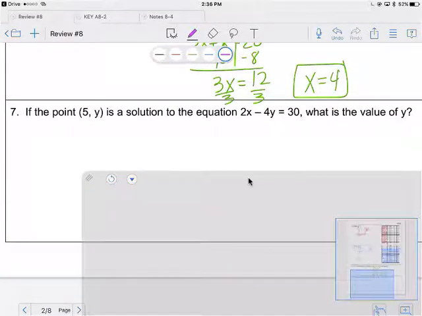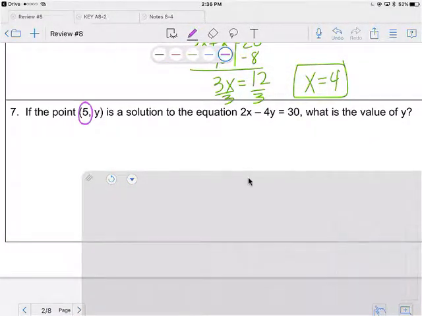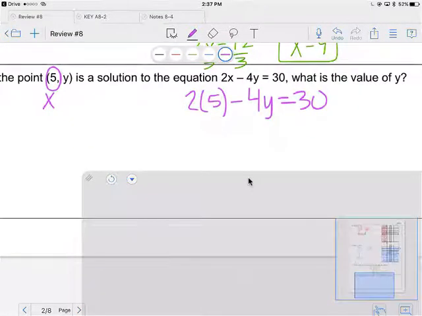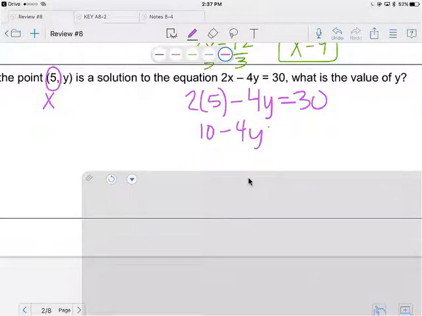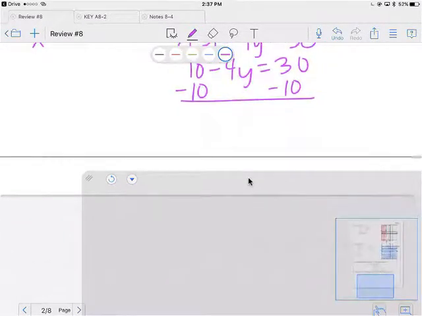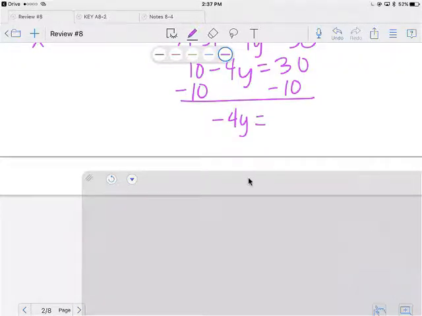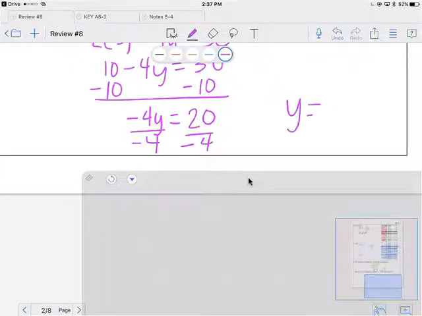For the next one, this time they're giving me an x point of 5, so instead of x, I'm going to replace x with 5. Two times 5 is 10. And then I'm going to subtract 10 from both sides, so negative 4y equals a positive 20. Divide by negative 4, and y equals negative 5.